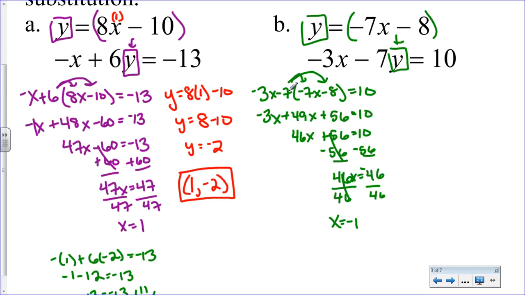Distributed in negative, so negative times a negative is a positive. Same thing for my 56. When I combine like terms, I got a positive here. When I subtract, I have my negative. So when I divide, a negative divided by a positive is a negative.